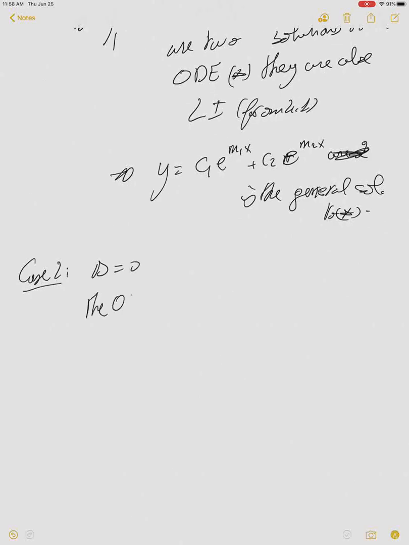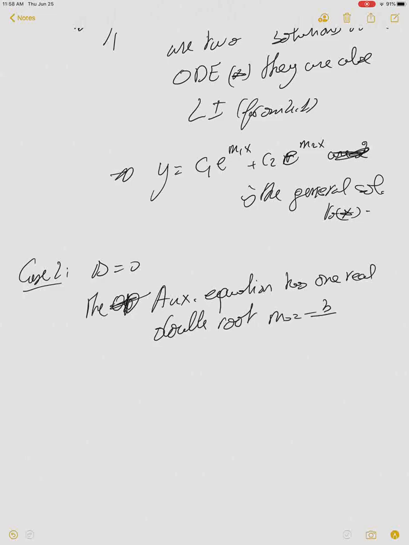Then the ODE, then the auxiliary equation has one real double root, m0 equal minus b over 2a. Why? Because I can write it as a times (m minus b over 2a) squared. Okay, it's real, it is double. Then y1 equal e to the m0 x is a solution.